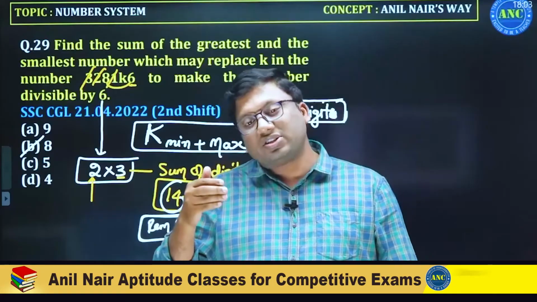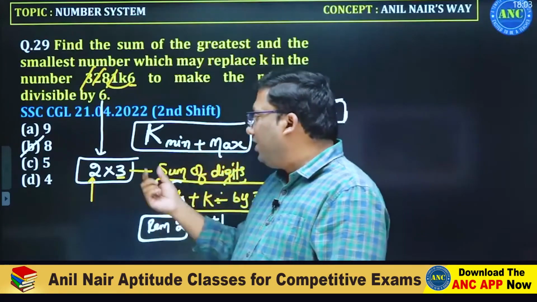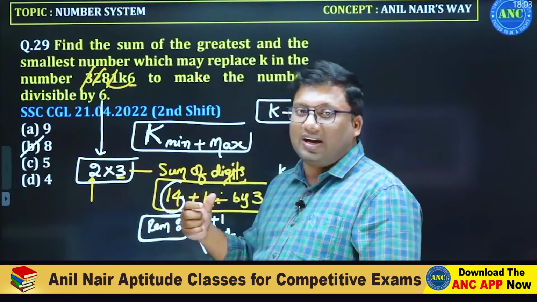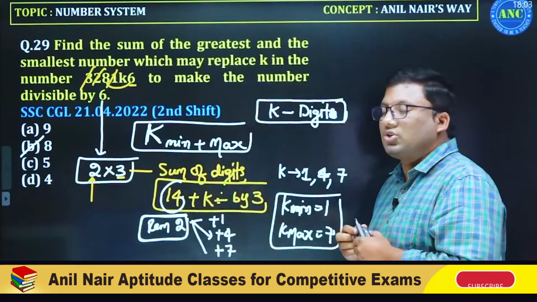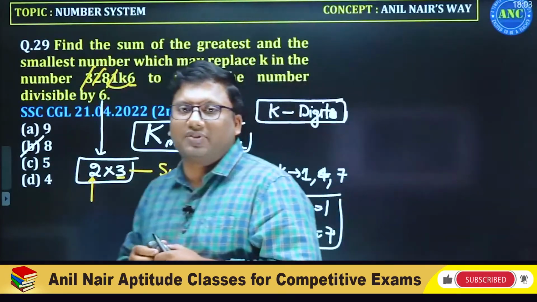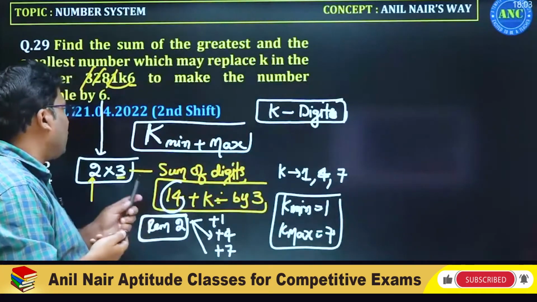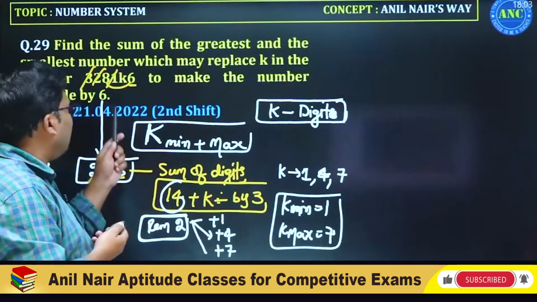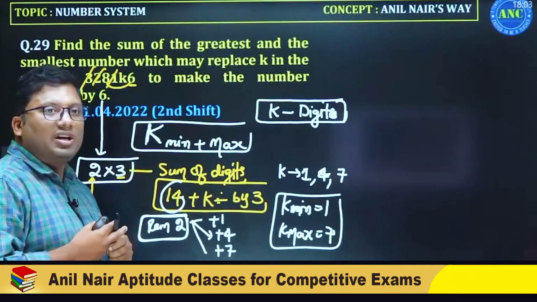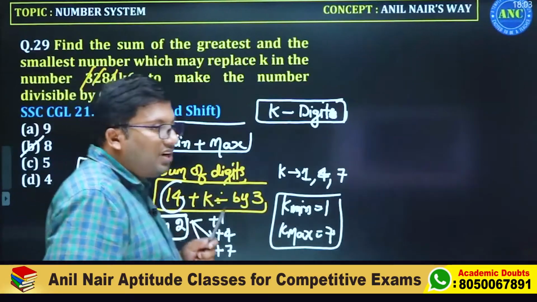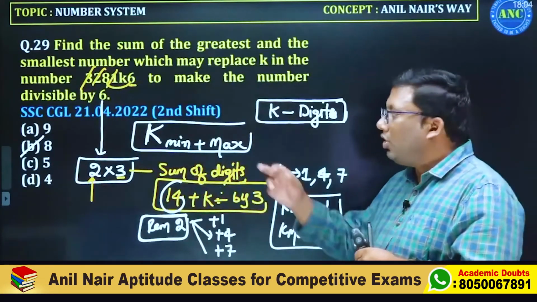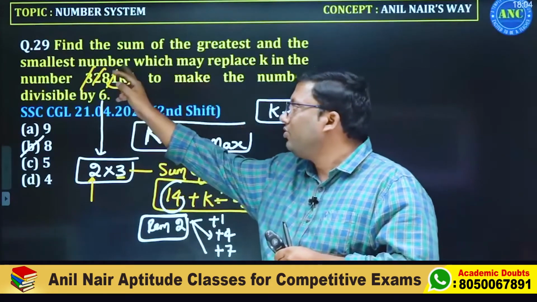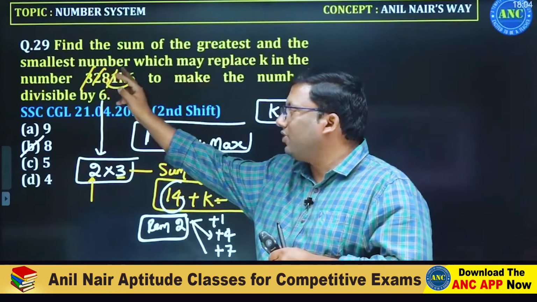A number is said to be divisible by 6 if it is divisible by 2 as well as 3. What is the divisibility rule of 2? The unit digit should be even, and the unit digit is already even. For 3, the rule is that the sum of the digits should be divisible by 3. I removed all the digits whose sum is 3: 3 deleted, 2 plus 1 deleted.